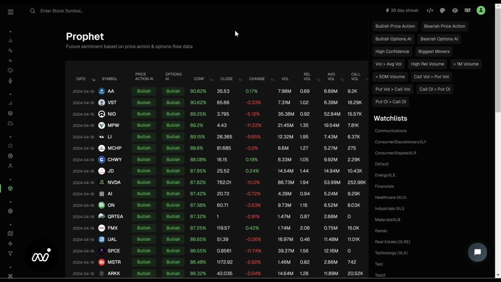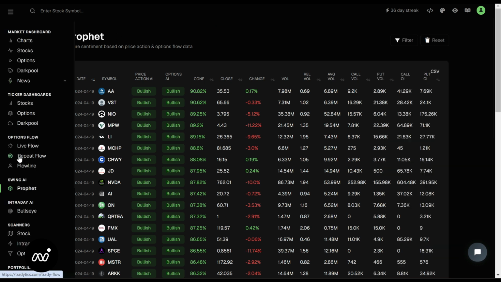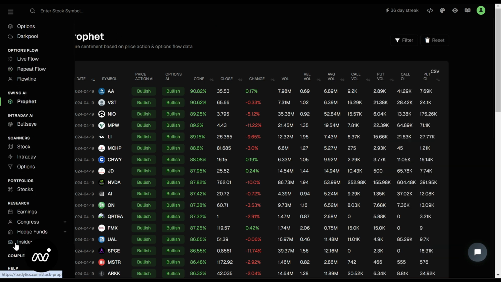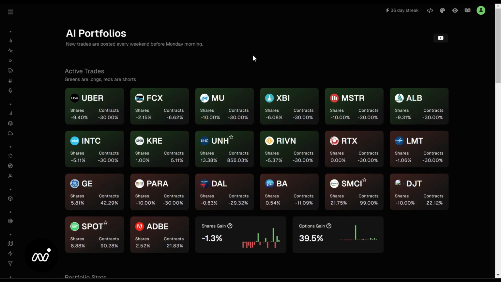The next portion that we're going to look at here, and we're going to just go through everything, is our AI portfolios. These are meant to be swing trades throughout the week, one to 2 weeks as we go along, and it's very, very simple. Green are our longs, whether they are commons or options. And red are our shorts, whether those are commons or options as well.